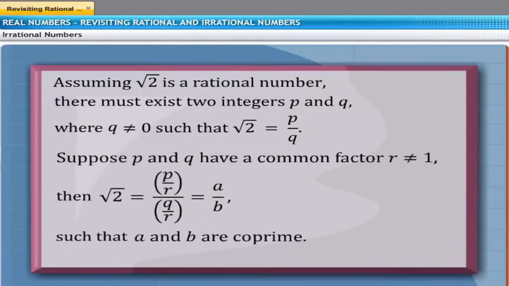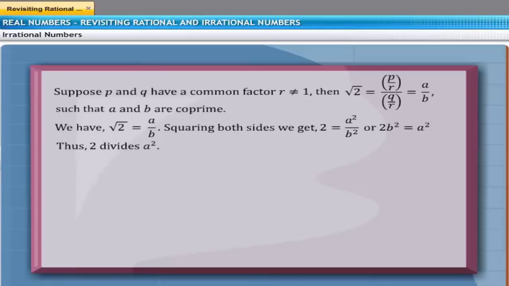Now, suppose P and Q have a common factor, R, other than 1. Dividing both P and Q by R, we get root 2 equal to A by B, such that A and B are two co-prime integers. This means that A and B have no common factors other than 1. In this condition, a rational number is said to be in its standard form. So, we have square root of 2 equal to A by B.